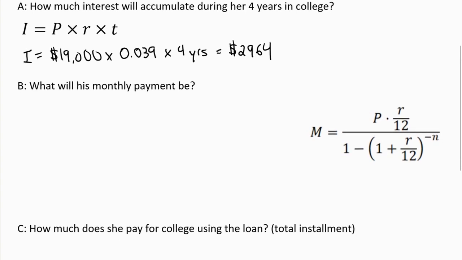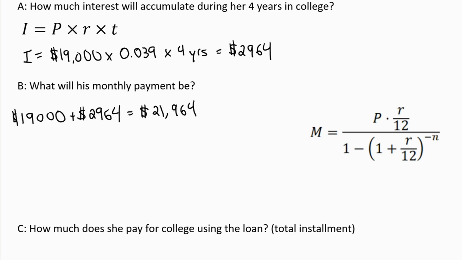Now we have to figure out what the monthly payments will be. So the loan was originally $19,000, and we are going to take that and add all that interest that accumulates while they're in school, and that's going to be the new principal that is used in this formula.